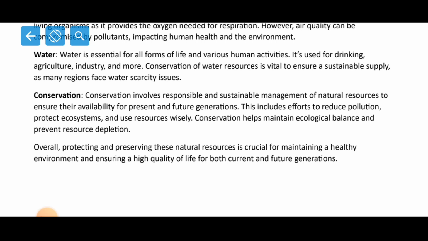So what I see is that many people, they misuse the taps, right? They will open it, but they will never bother to close it, right? Then also, all right, let me read first. These include efforts to reduce pollution, protect ecosystem, and use resources wisely. Conservation helps maintain ecological balance and prevent resource depletion. Overall, protecting and preserving these natural resources is crucial for maintaining a healthy environment and ensuring a high quality of life for both current and future generation, right?